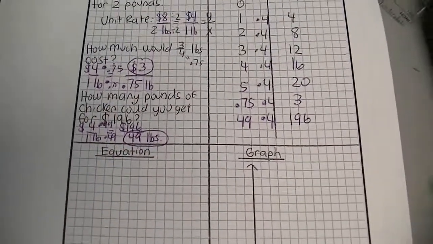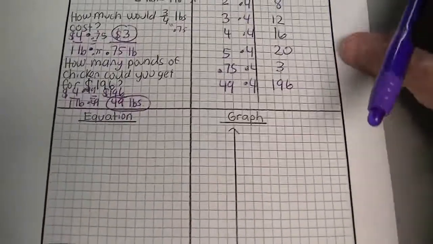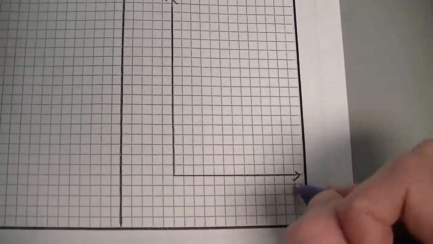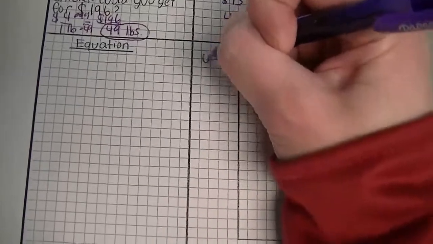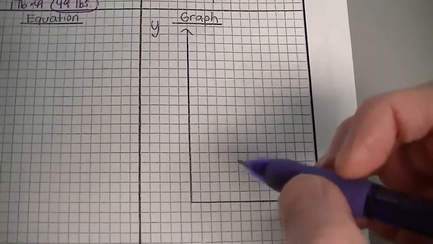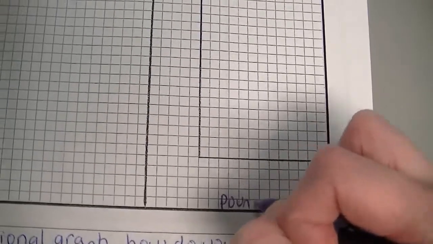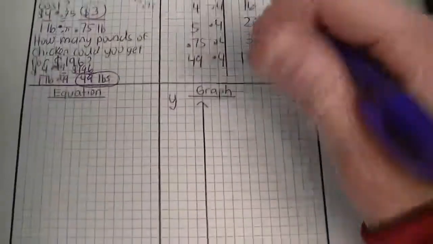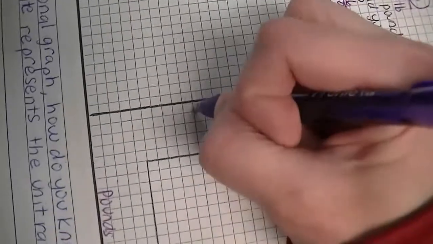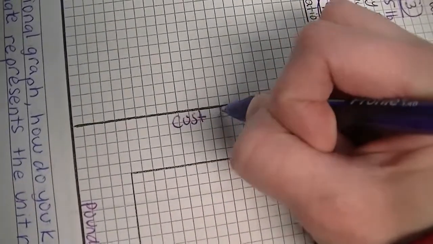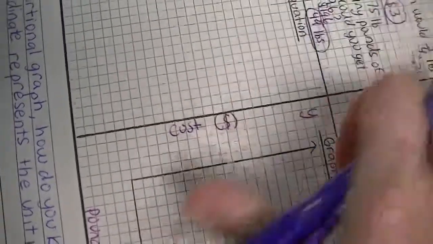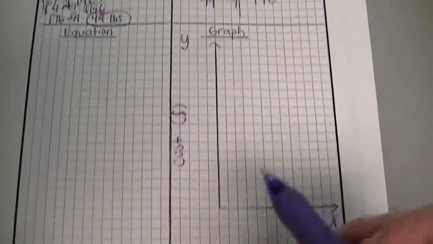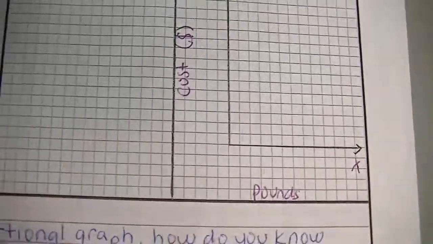So from here, let's go with the graph. This is the x-axis. This right here is the y-axis. I'm going to go ahead and label everything. X represents pounds, and y represents the cost, and that's the cost in dollars. Okay, so the pounds, I'm just going to count by ones.